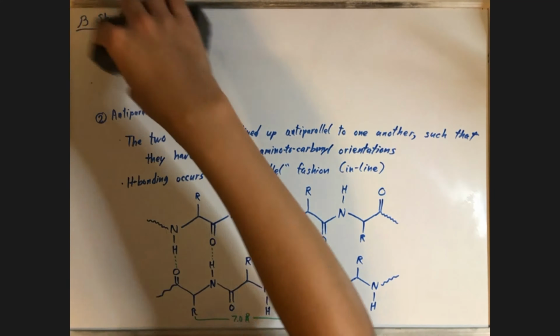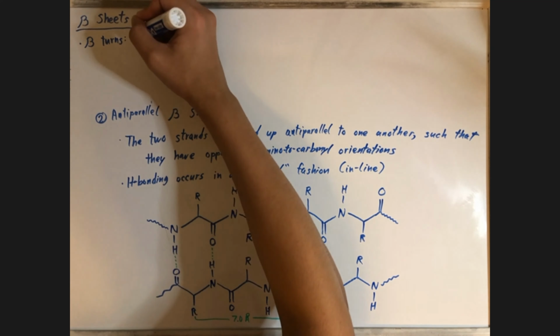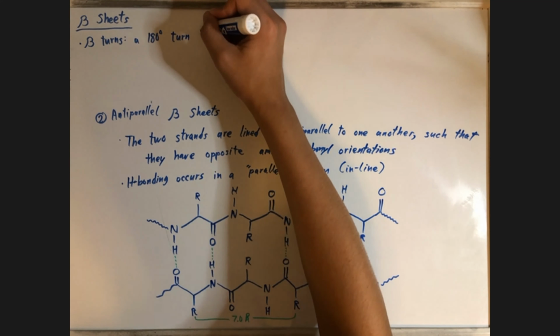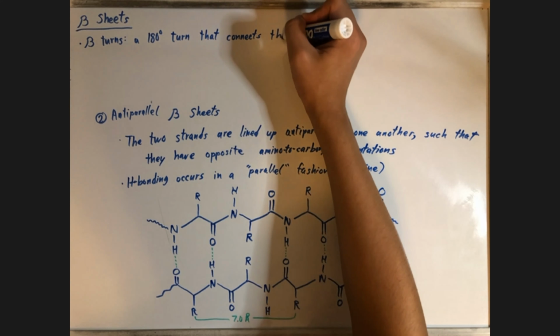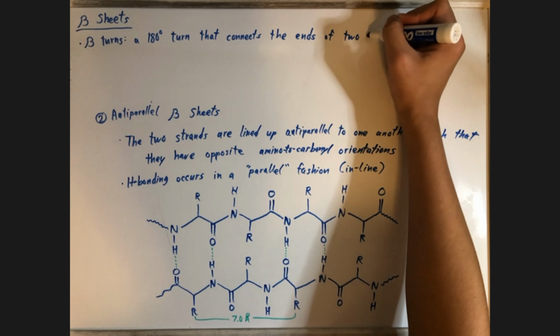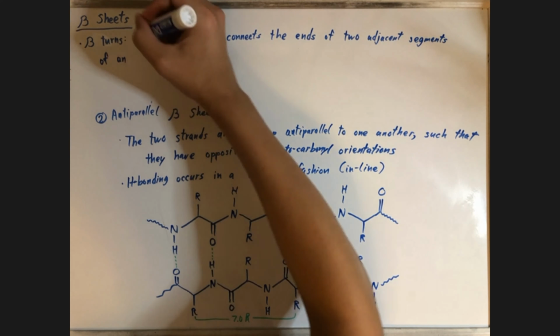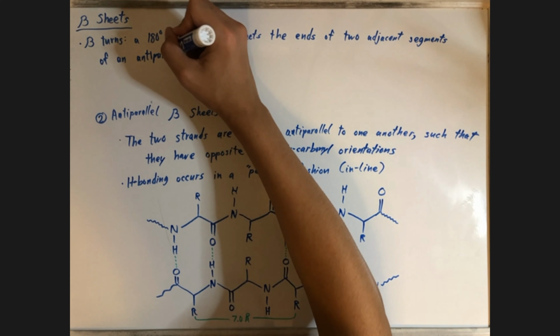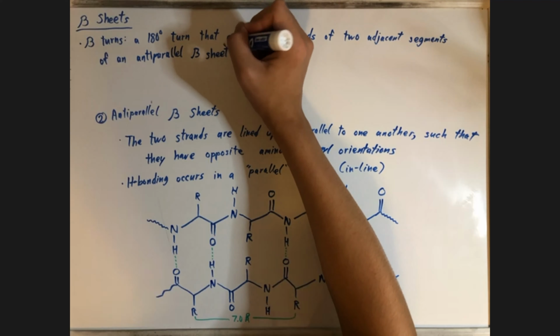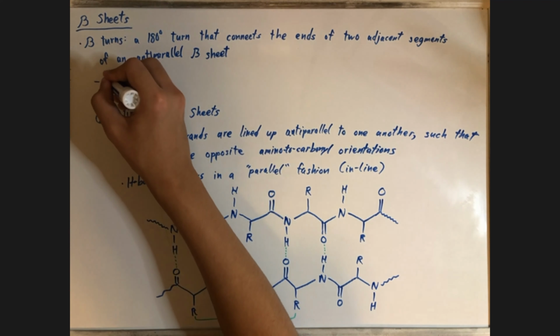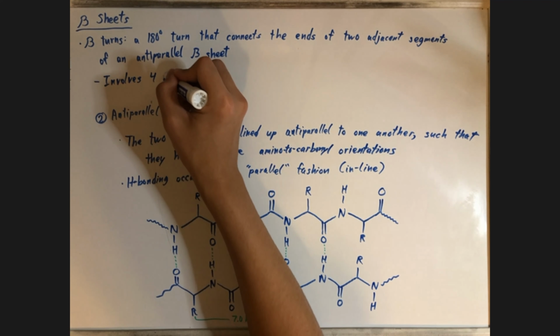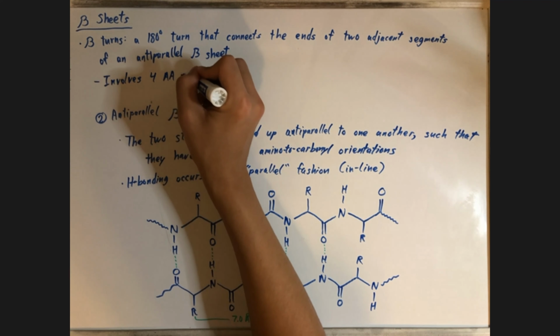These structures are called beta turns. And a beta turn is a 180-degree turn that connects the ends of two adjacent segments of an antiparallel beta sheet. And each beta turn involves 4 amino acid residues, which often contain glycine or proline.